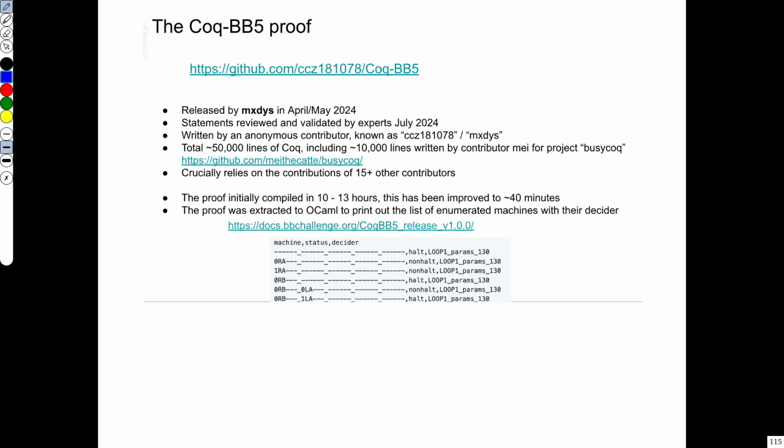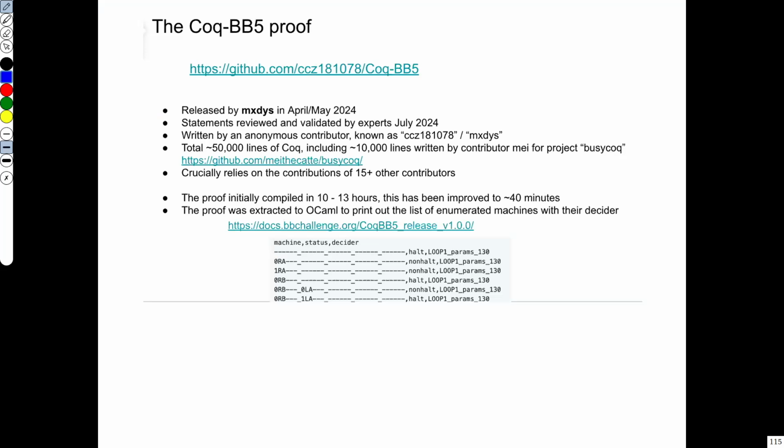So the Coq proof really relies on the contribution of at least 15 people. And when I say really relies, I mean that those people invented or developed the concepts that end up being used in the proof. The proof initially compiled in 10 to 13 hours, but thanks to help from the core team in Paris, we were able to first use a faster computing engine in Coq called native compute that goes faster. And then Mei mentioned that the proof basically builds a tree of Turing machines. And it's very easy to parallelize a proof that does work on trees because you can just break subtrees into different independent files and compile those files in parallel.